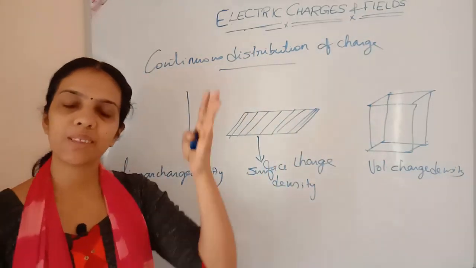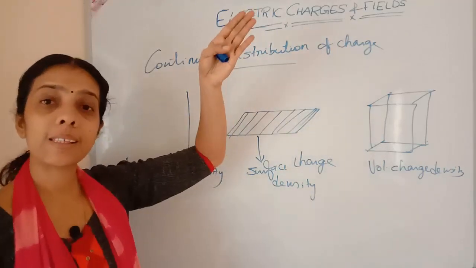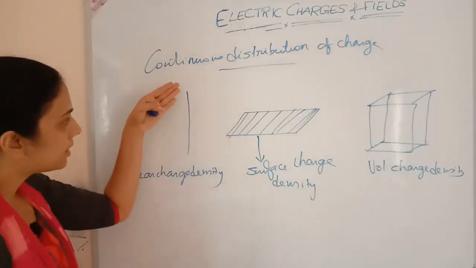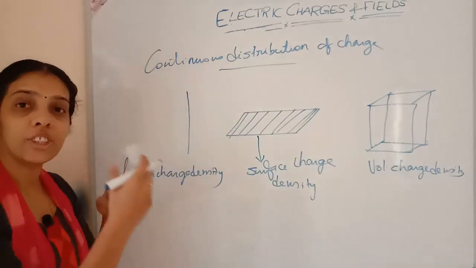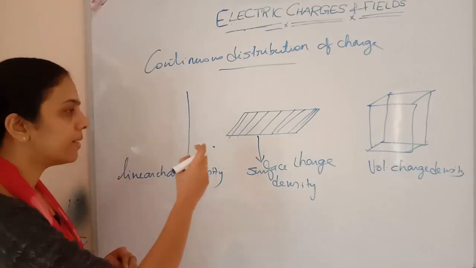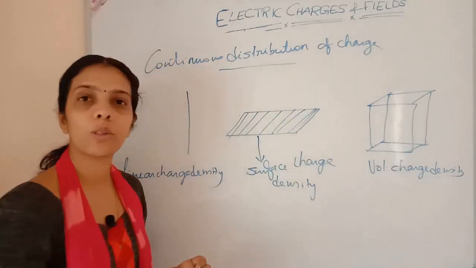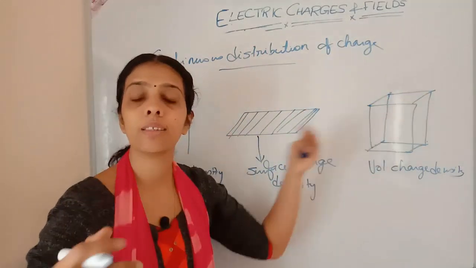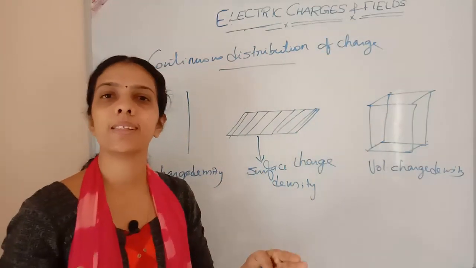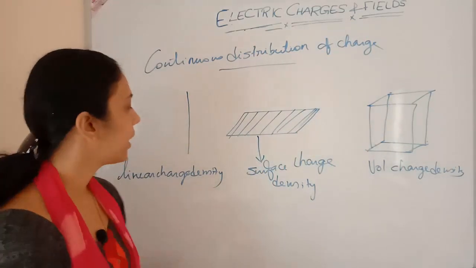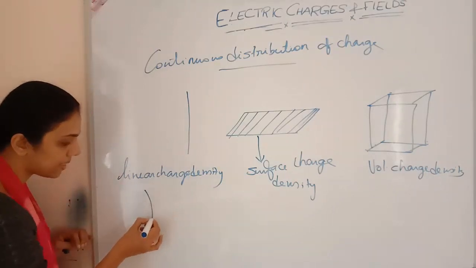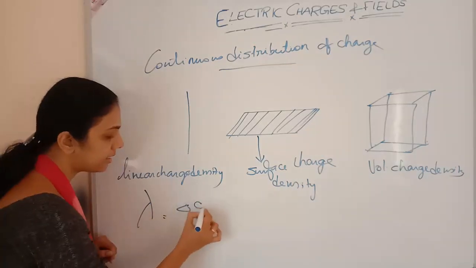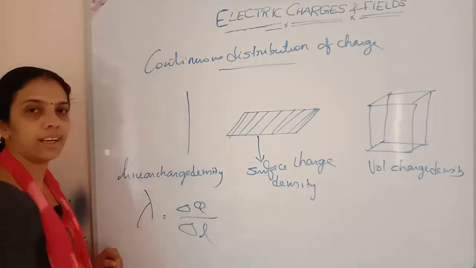Linear charge density means charge distributed through a line. Charges are distributed through the line, a continuous distribution of charges. Here the charges are not point charges; many charges are distributed through this line. In the same way, on this surface many charges are distributed, and in this volume also many charges are distributed. So in those cases how will we find out the charge? Linear charge density is represented by lambda. Lambda will be equal to delta Q divided by delta L.